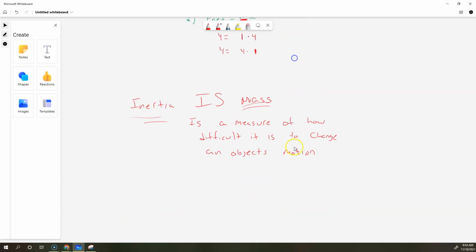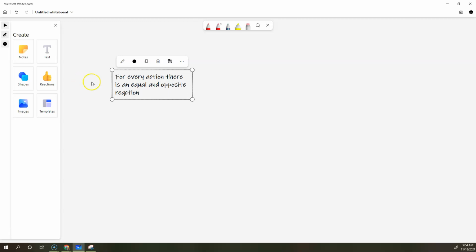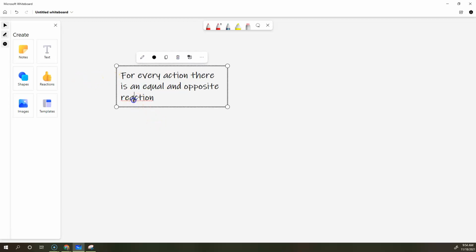Finally, Newton's third law, which you may have seen something like this. For every action, there is an equal and opposite reaction. So this is an oversimplification. Did I write a Q instead of an A? This is an oversimplification.